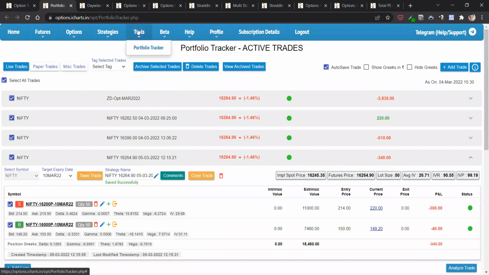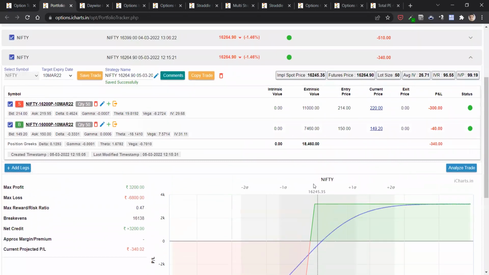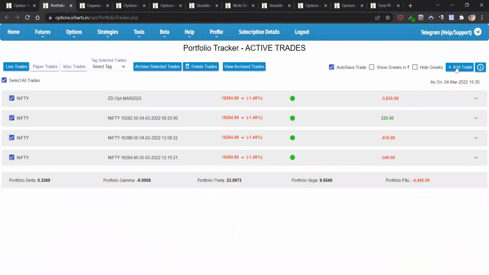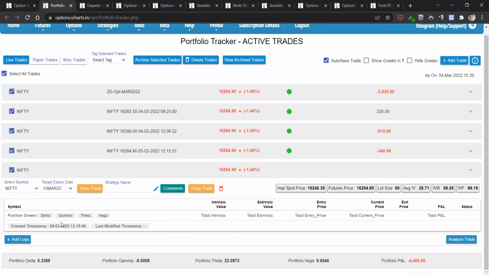Yeah, it is available under tools, portfolio tracker. Once you go there, you get a blank screen. You can add a trade. Once you add a trade, you can add option legs to it. You can give a name to your strategy. Let me say just test.